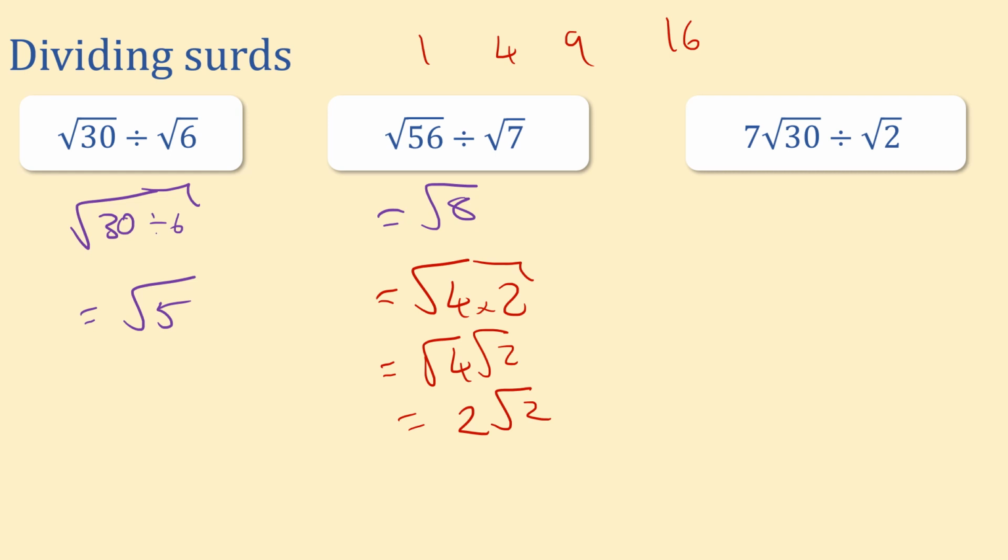Last question then, divide any numerical parts. Well, there isn't one on the second number, so this 7 doesn't get divided by anything, so 7 is going to be in my answer. And then the root 30 divides root 2, put them all under the same surd, and so that surd becomes root 15.